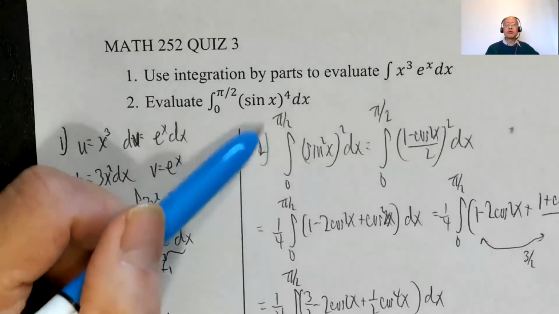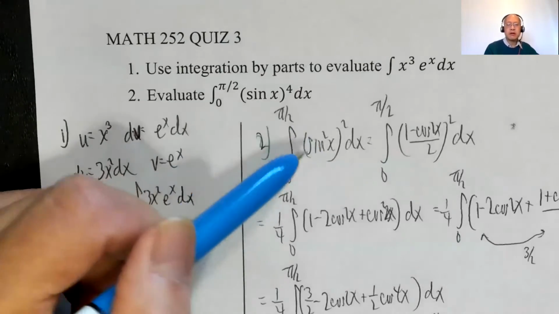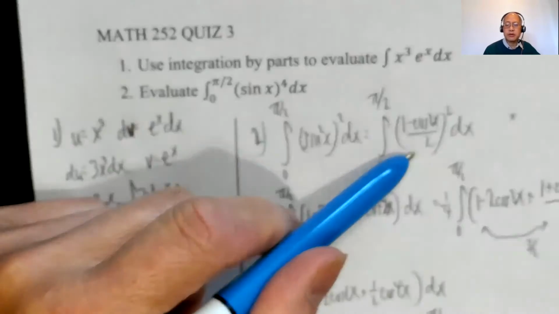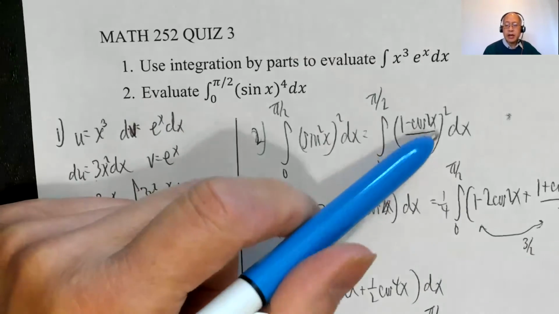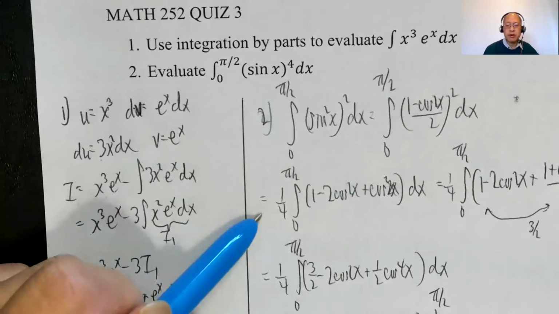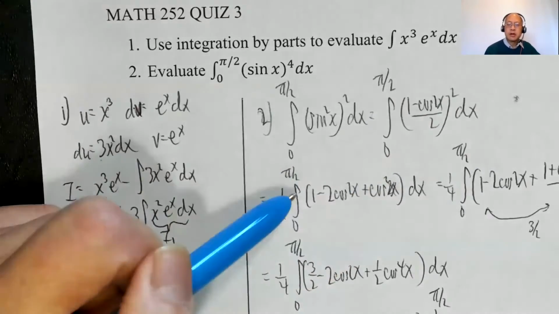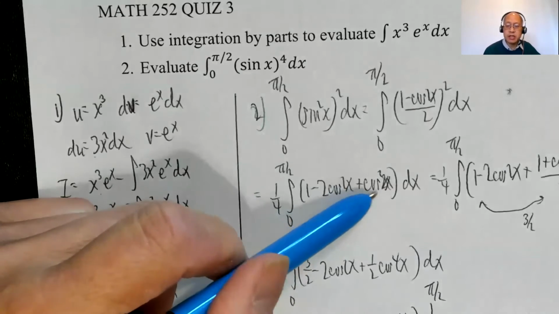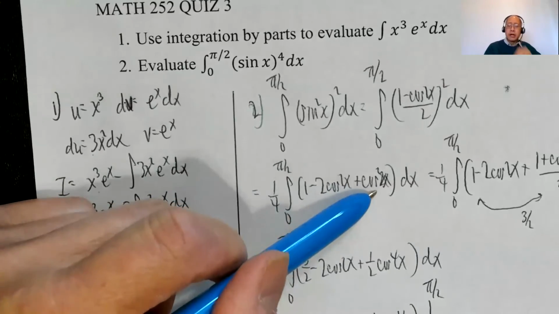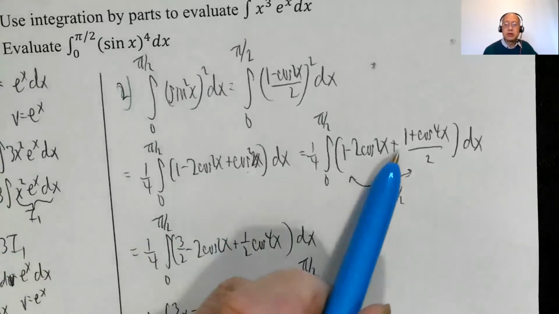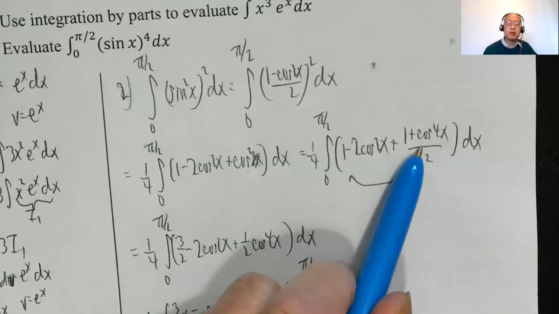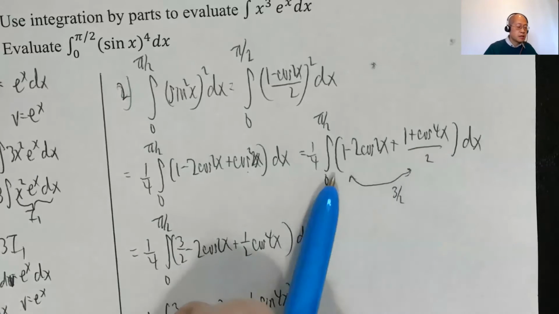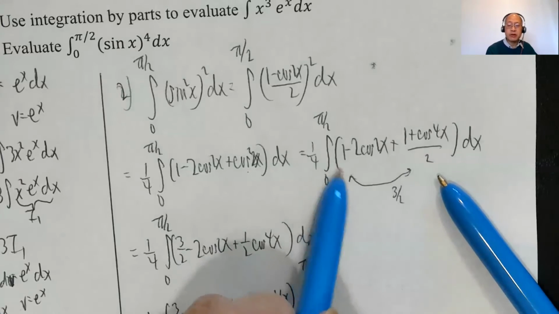Number 2, sine to the x fourth is sine squared squared. Sine squared is 1 minus cosine 2x over 2. Square that. Take out the 1/4, 2 squared in the denominator, 1/4. Square this, 1 minus 2 cosine 2x plus cosine squared 2x. Change cosine squared 2x to 1 plus cosine of double 2x, 4x, divided by 2, dx. These two give me 1.5 or 3/2.